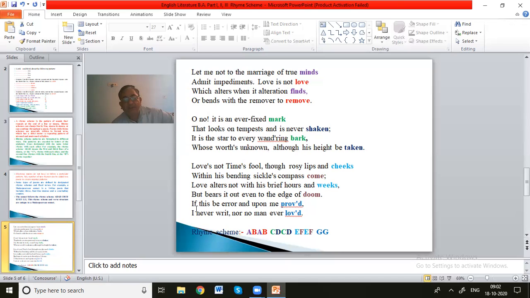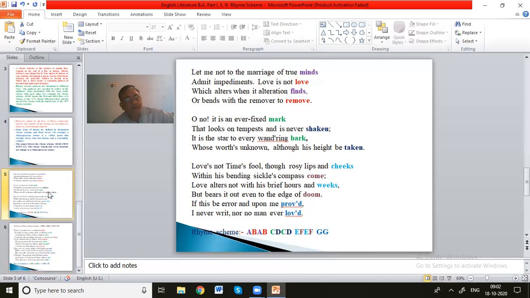Now the couplet: if this be error and upon me proved, a different sound, so we have designated it with the alphabet G. I never writ, nor no man ever loved. It matches with proved, so it is G. So the rhyme scheme is A B A B C D C D E F E F G G.